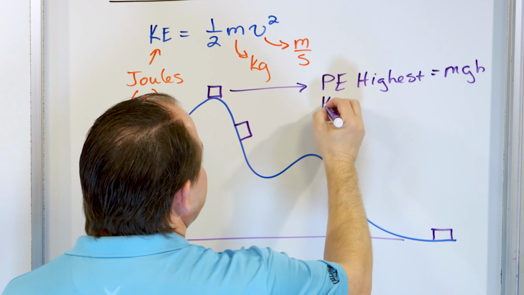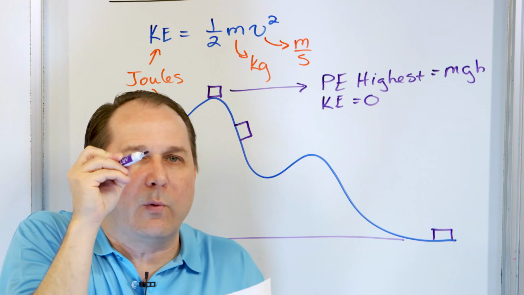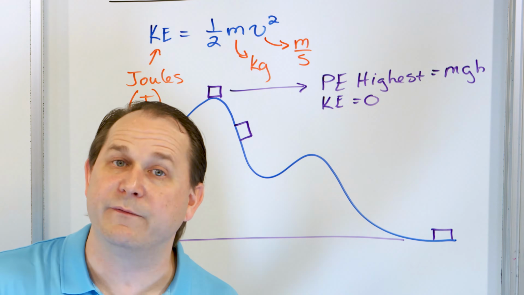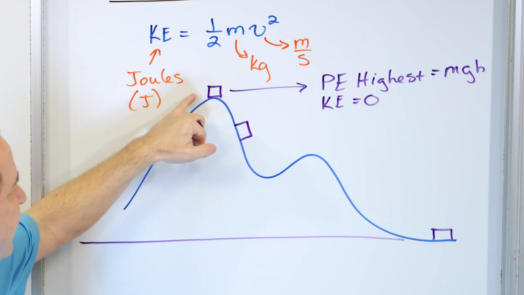Now what is the kinetic energy here? The kinetic energy is 0 because I'm not moving. Right at the moment when I stop, right before I go over, I'm not moving. I have no motion, no kinetic energy. But I have a maximum potential energy.